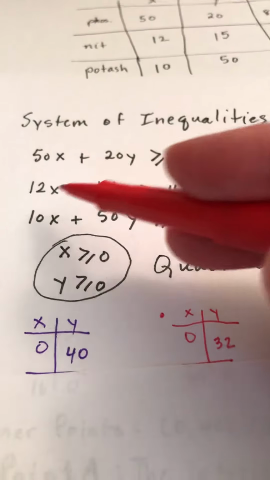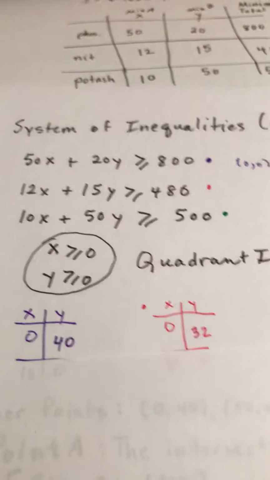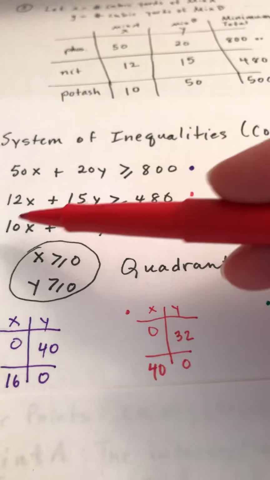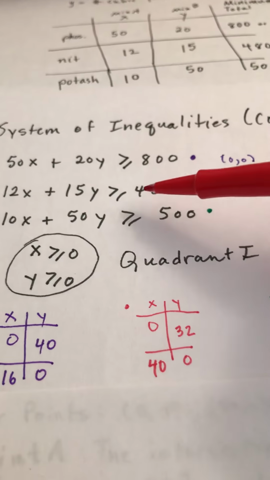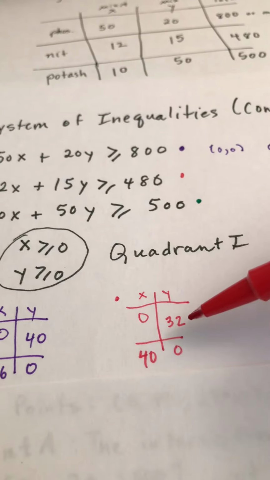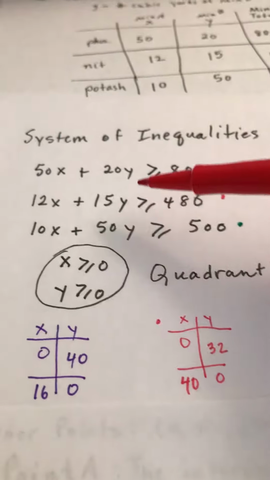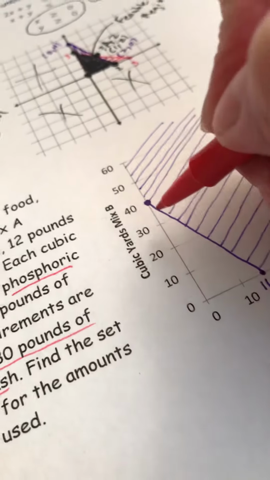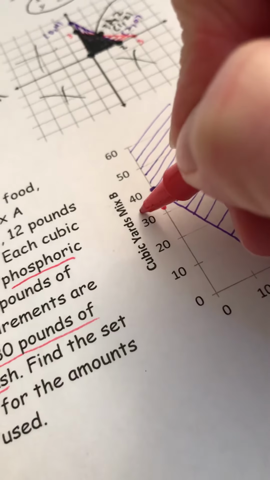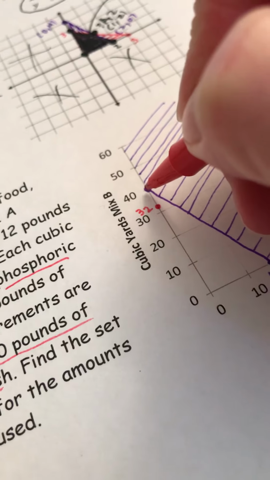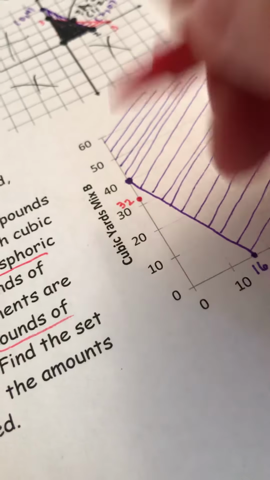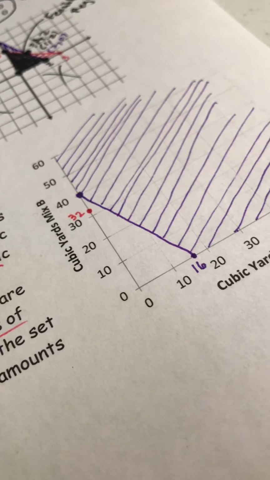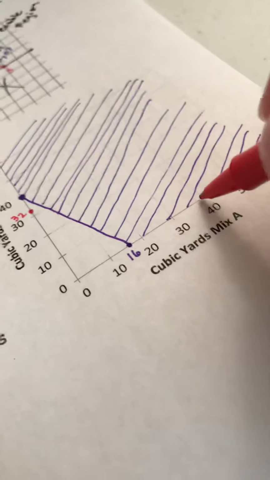Now, for your second inequality, this one here, I'm making it red. I let x equal 0, and when x is 0, that wipes that out. You have 15y, and take 480 divided by 15, that'll give you 32. Then I let y equal 0 and took 480 divided by 12 and I got 40. So 0, 32 is over here. And please, if it's not there, like this one had a 40, so I didn't have to write it, but this 32, you might need it later. So 0, 32, and then 40, 0. Well, 40's there, so that's good.